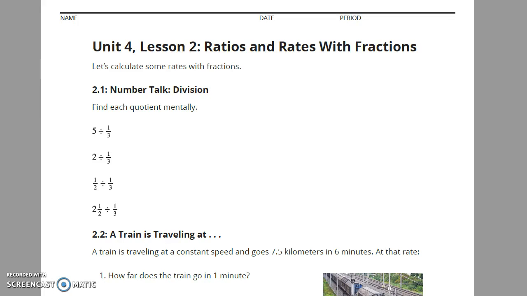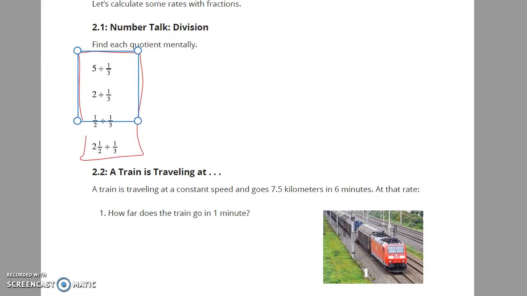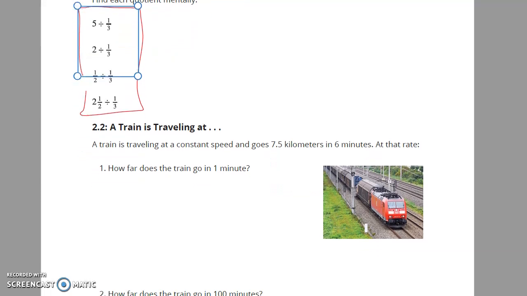So for this first section, you are finding the quotient mentally. That means you are dividing all of these, and you're more than welcome to check your work with the calculator once you are done. This is to just get you thinking about numbers. Hit pause, and when you're done, hit play again.